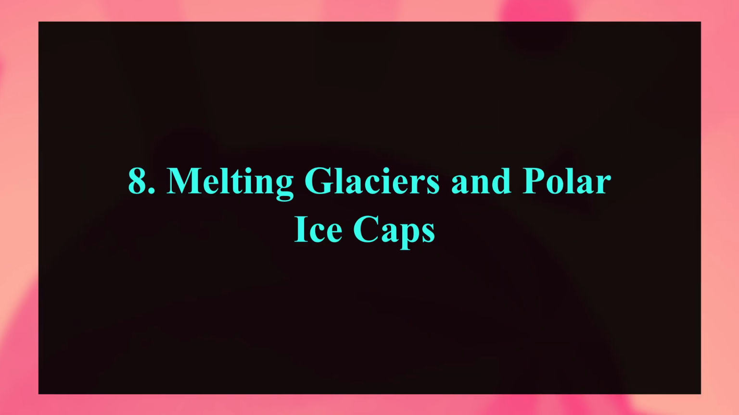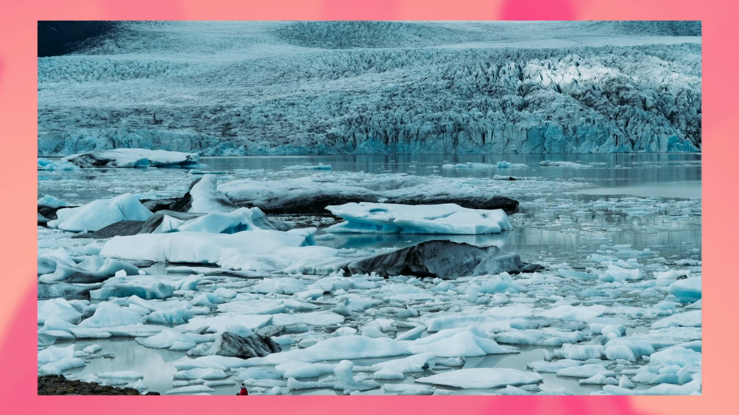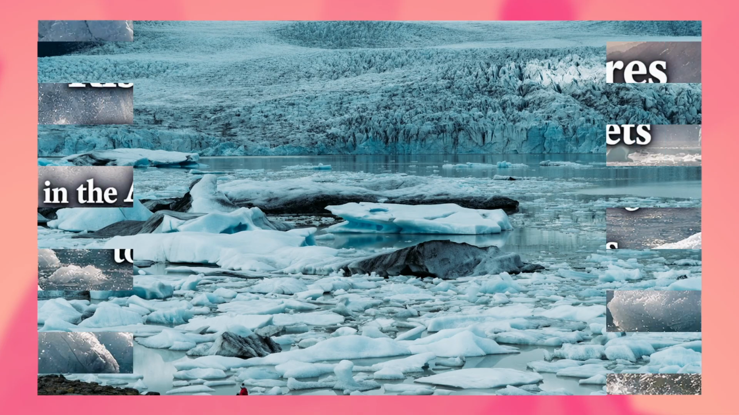Now, another important environmental issue is melting glaciers and polar ice caps. Melting glaciers and polar ice caps represent one of the most visible and alarming impacts of global climate change. Meanwhile, glaciers and ice caps act as Earth's freshwater reservoirs and climate regulators.